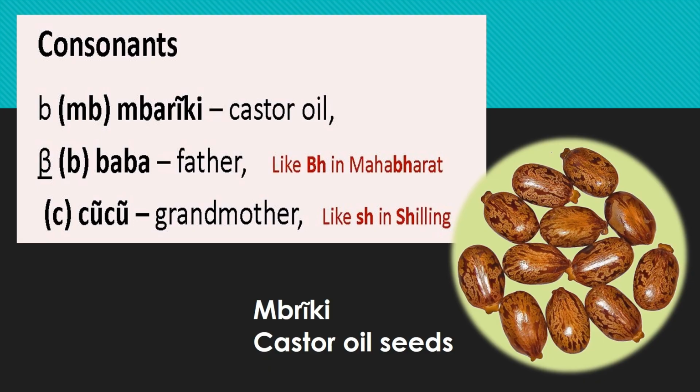C. A C in Kikuyu sounds like SH in the word shilling. So the example that I'm going to give you is Shosho, grandmother. Shosho.